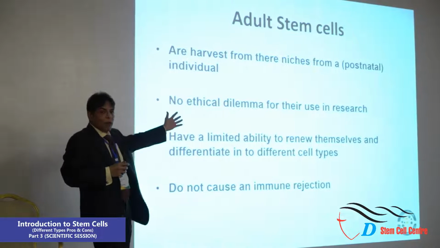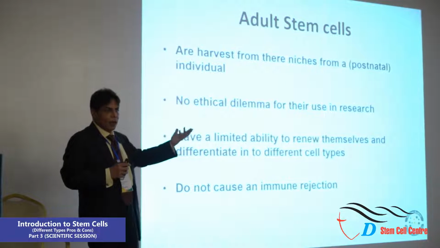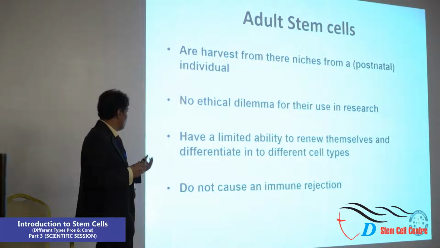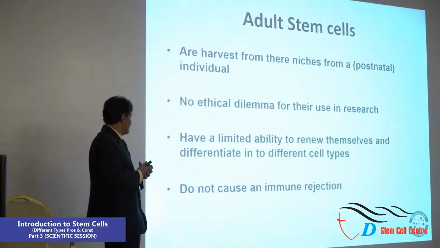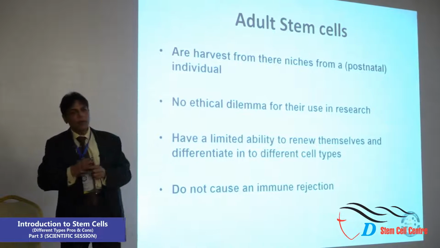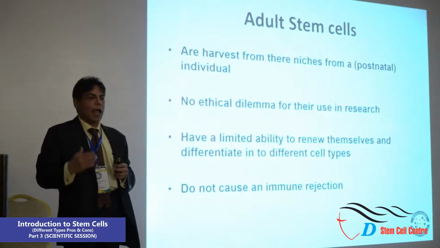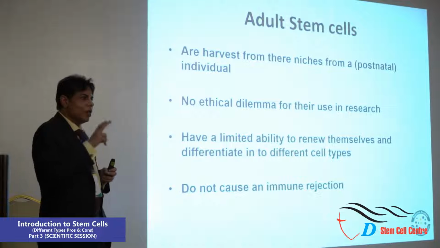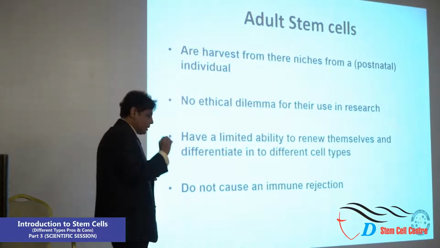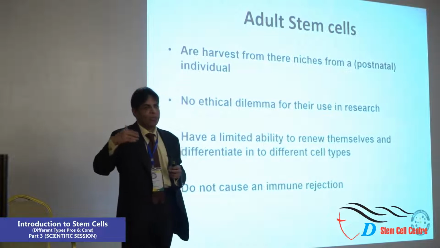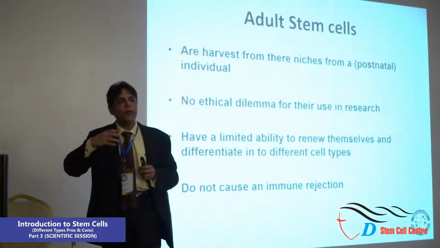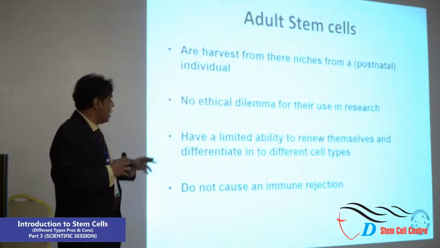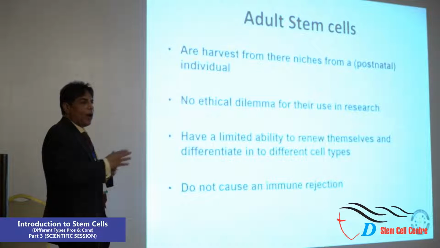There is no ethical dilemma. Of course, you're taking it from an adult person who has already consented that their tissue be removed for preparation of stem cells. However, they have a limited ability to make more copies of themselves and also differentiate into different types of tissue. That was our initial goal, that we want a cell that can make as many copies as we like, and can differentiate into any type of cell specific to that particular organ. So the ability here is slightly limited.